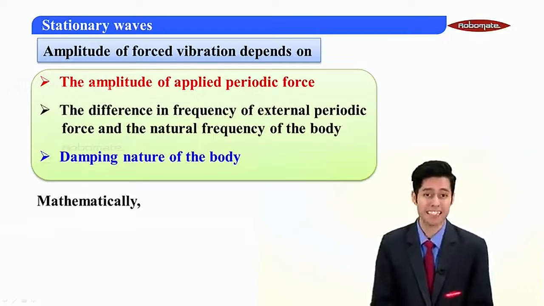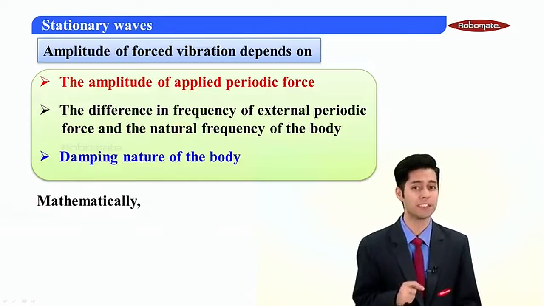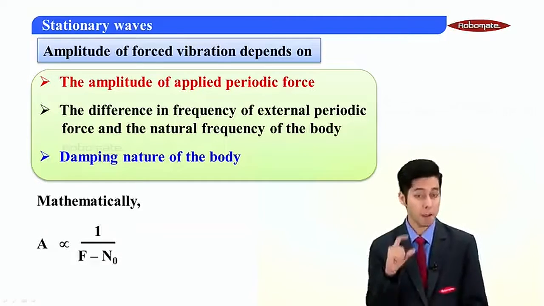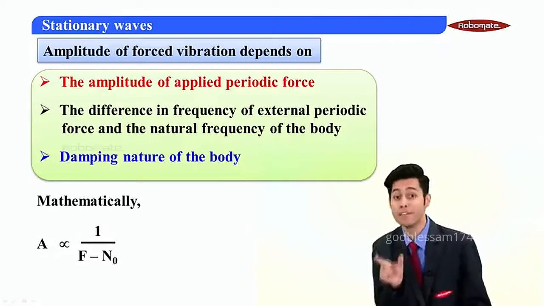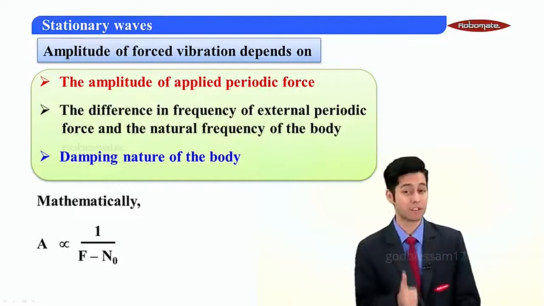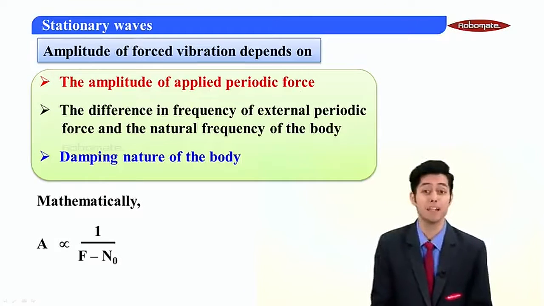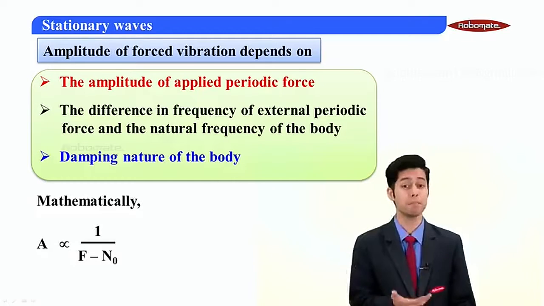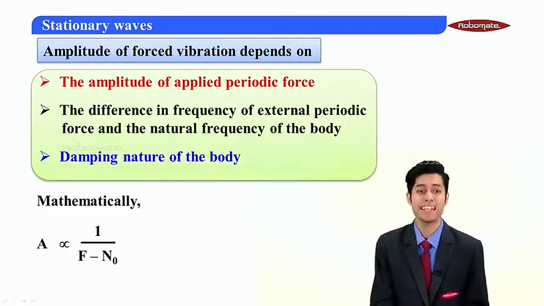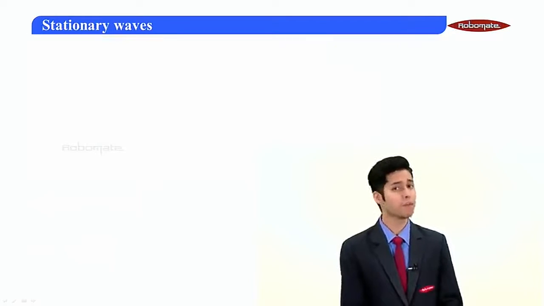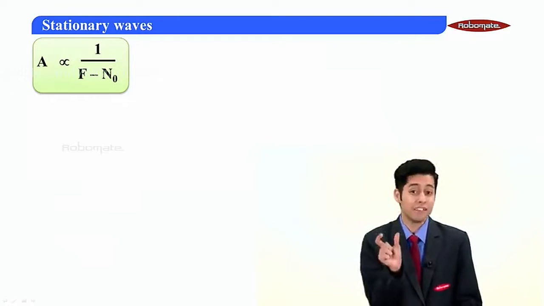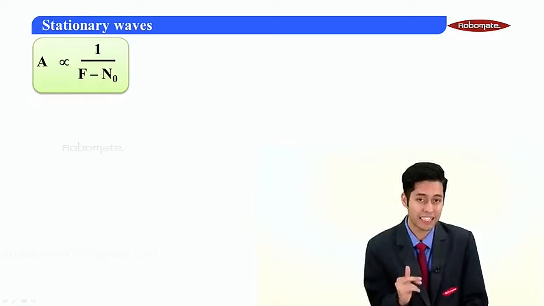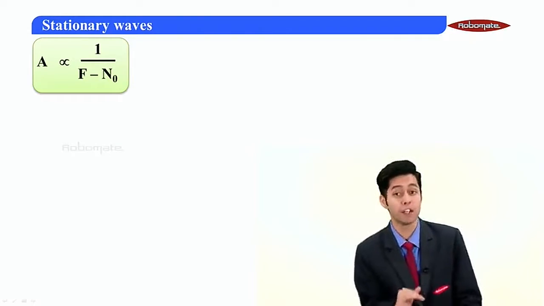Mathematically, if I have to state, can I say amplitude depends on the difference of frequency? But how is it related? Students, it is related inversely. Amplitude is inversely proportional to difference in the frequencies between the natural frequency and the frequency of the external periodic force. In this formula, F is the frequency of the external periodic force, where N0 is the natural frequency of the body. From the following relation, we can state that if the difference in the frequency is more, then the amplitude must be less. And if the difference in the frequency is less, then the amplitude must be more.